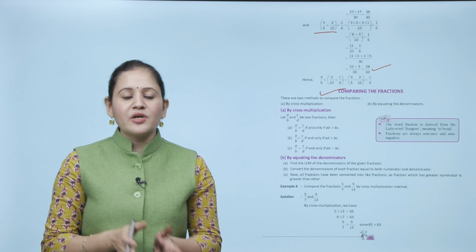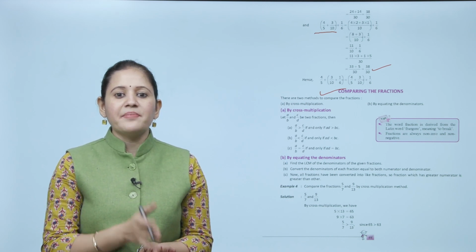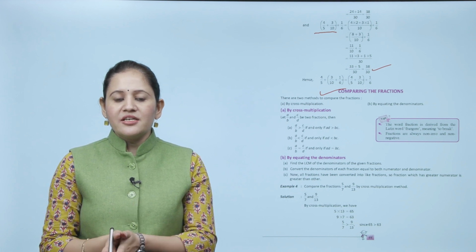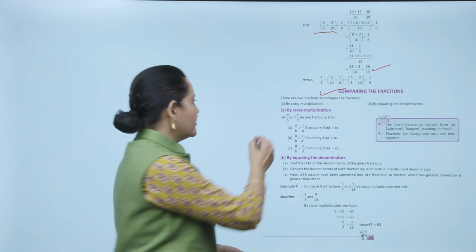Next, comparing the fractions. There are two methods to compare the fraction. First is by cross multiplication and another is by equating the denominator. Clear? So first method is by cross multiplication.